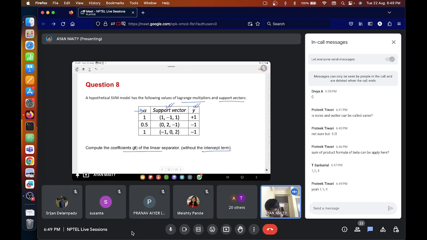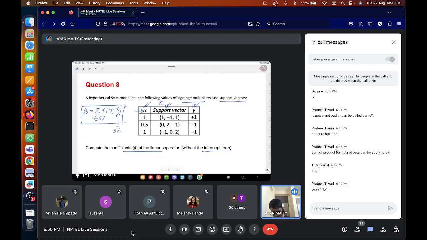Okay, so beta can be expressed as the summation of alpha i yi xi, where i belongs to the support vector points. This is the actual formula that you have to use here. The alpha i values are given in the first column. The support vector points, which are these xi, are given here, and these yi values are given in the third column. Xi are the support vector points, the ith support vector point. So you have to use this formula.